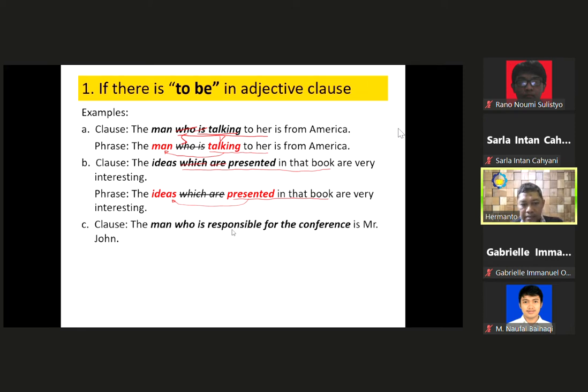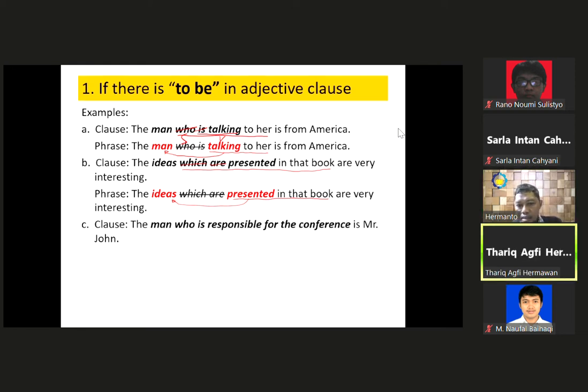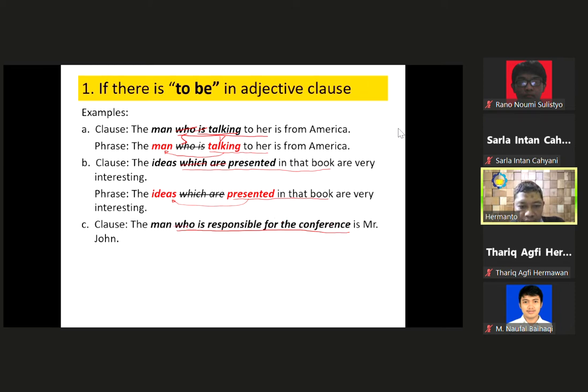Okay, next. Which is the adjective clause, everyone? Who is responsible for the conference. Excellent, Tariq, thank you. Who is responsible for the conference, this is the adjective clause. And how to make an adjective phrase? You just remove the subject pronoun and to be. And what you get is: the man responsible for the conference is Mr. John.